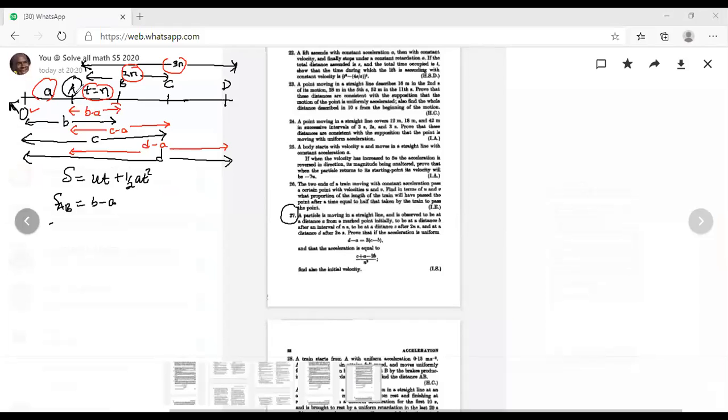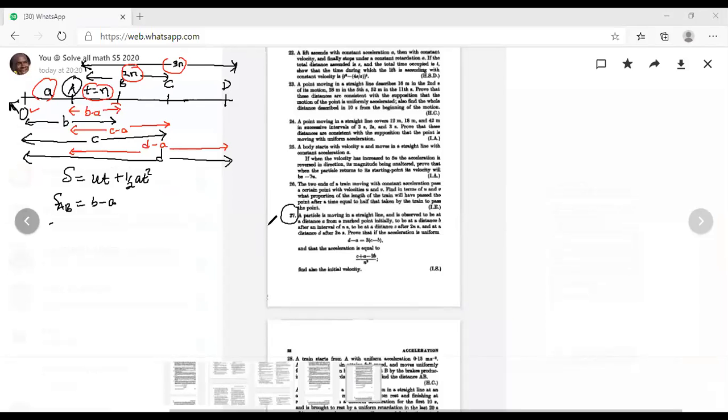Because we are counting its movement from A. Then lastly, from A to a point D, the particle would have moved the distance of D minus A, and the time covered would be 3n. And with that, it would have covered a distance of D minus A. So with those distances and times, we are good to formulate equations to solve simultaneously.